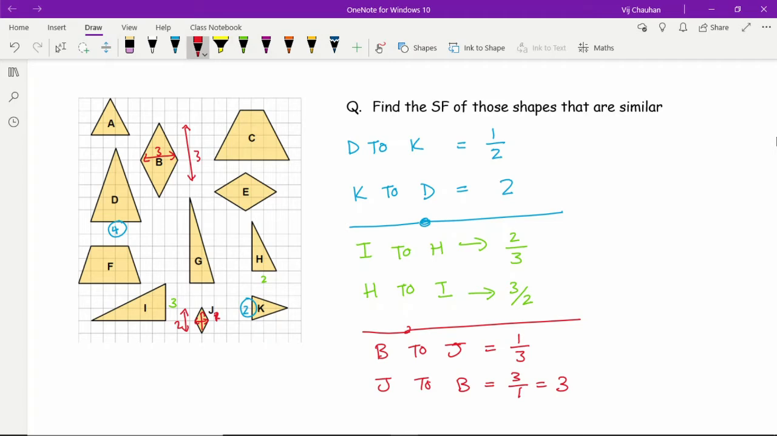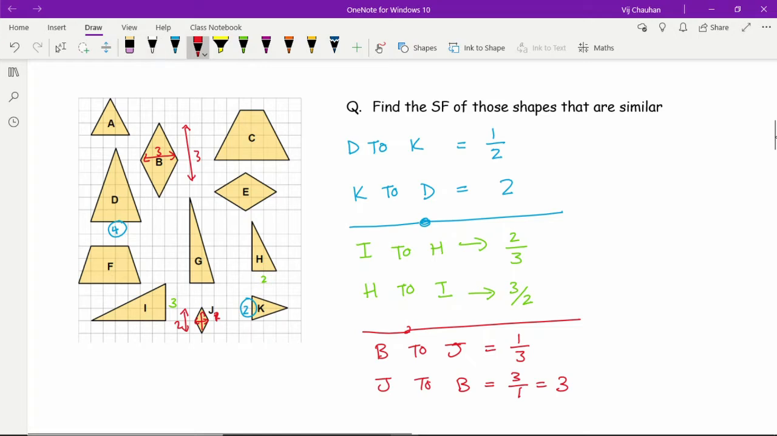So again, the main purpose of this is establishing that the scale factors can be different going from one shape to the other. It all depends on, and using your common sense, that if you're going from a small shape to a big shape, then you're looking for a scale factor that's going to be bigger than 1. If you're going from big to small, then your scale factor is going to be a number that's between 0 and 1. So it's really, really important you get that concept.